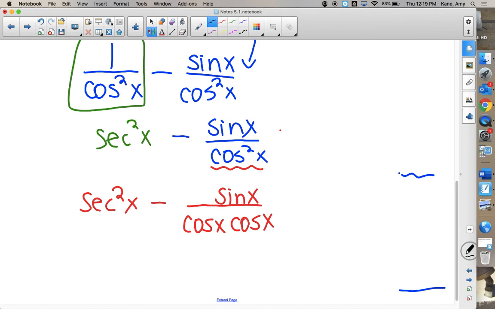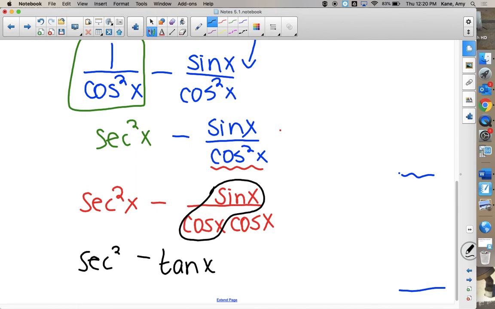And then, Ashley, we can go back to you. What do you think you could do now, Ashley? This part right here can become tangent. And this, really there's a 1 sitting in front of that sine. That becomes the secant, because 1 over cosine is the secant. So, totally different way of thinking.